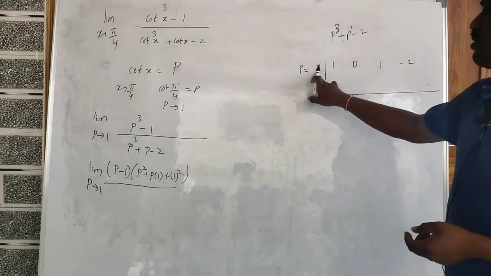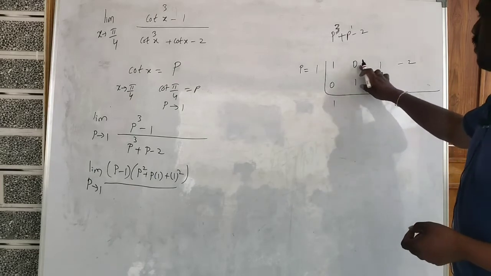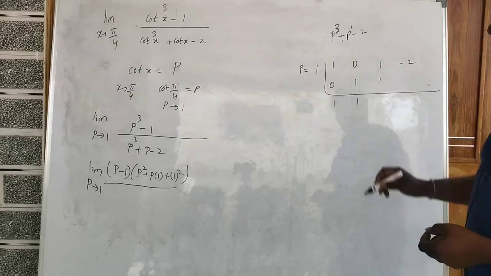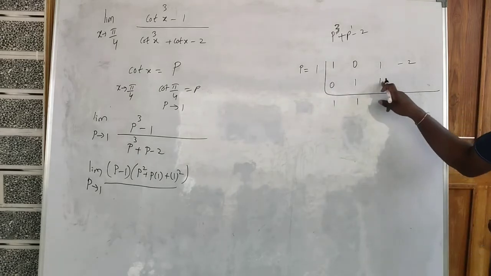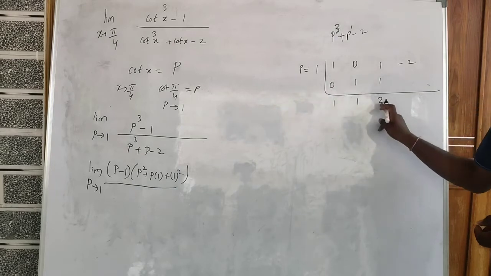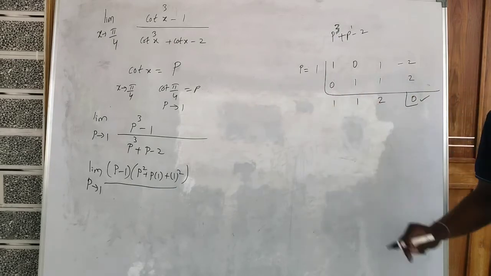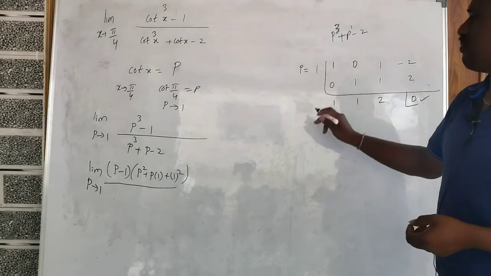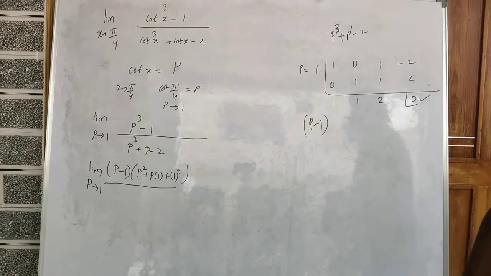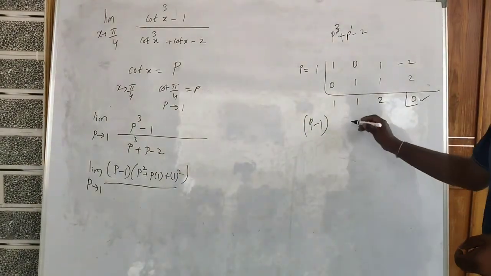Now whatever you took here, 1 into 1, you get 1. Add 0 plus 1 is 1. Now 1 into 1 is 1. Multiply this and write here. 1 plus 1 is 2. 1 into 2 is 2 and I got 0. Means p is equal to 1 is a solution. P is equal to 1 means p minus 1 is the factor. See, my target is to cancel this. So p minus 1 I got as the factor.